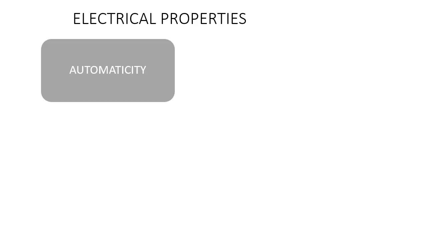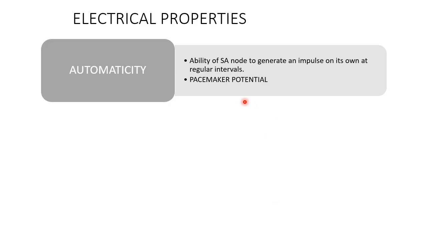First, we'll see the electrical properties. Automaticity. What is automaticity? That is the ability of the pacemaker SA node to generate an impulse on its own at regular intervals. And this impulse acts as a stimulus for the other areas of the heart to contract. So it is like a switch for a motor. And the impulse recorded here is the pacemaker potential.